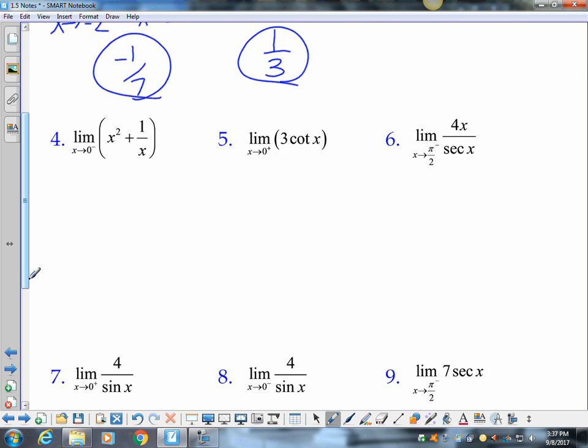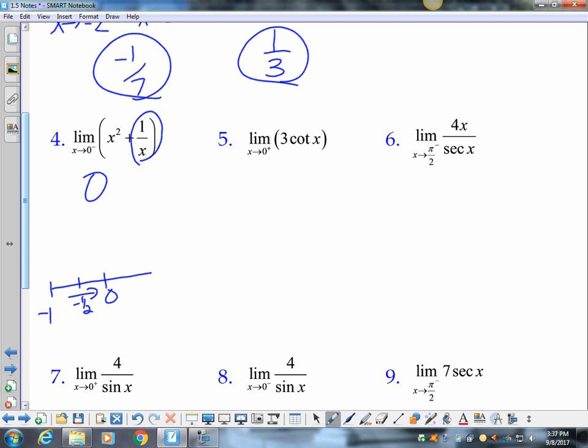Okay, number 4. Headed to 0 from the left. So if I plug 0 into x squared, going to 0. You can do that numerically, or you can think about a graph. Now I'm headed to 0 from the left. So we'll go from -1 and we'll get closer.